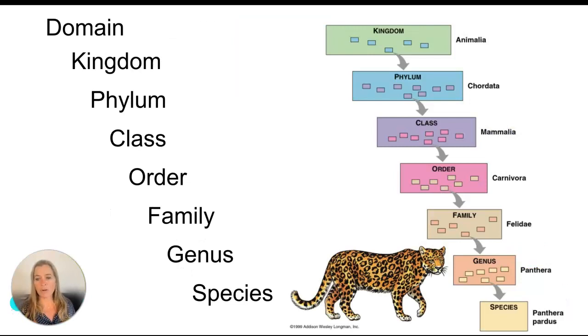The order for the current naming system goes domain, kingdom, phylum, class, order, family, genus, species. And we use these last two, the genus and the species, as its scientific name.